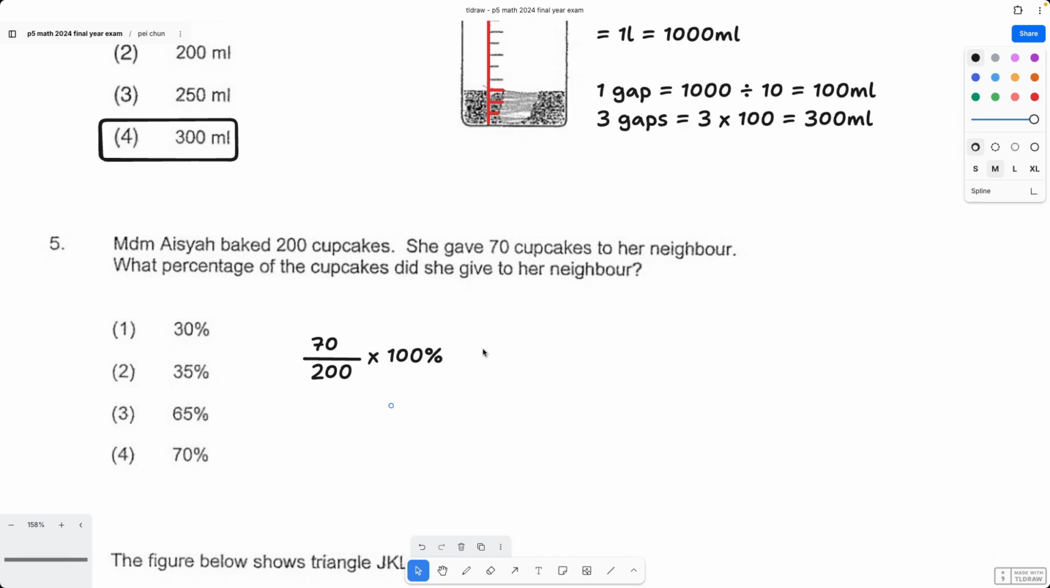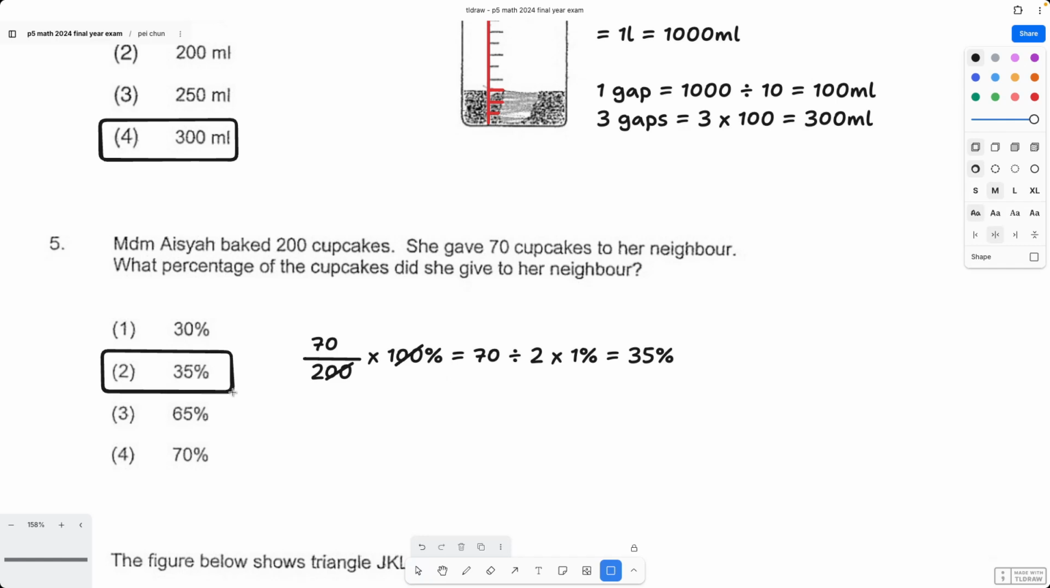In this case, this would then be equal to, we can cancel the two zeros and the two zeros. So 70 divided by 2, and then multiply by 1%, which is basically 35%. So for question 5, the answer is option number 2.